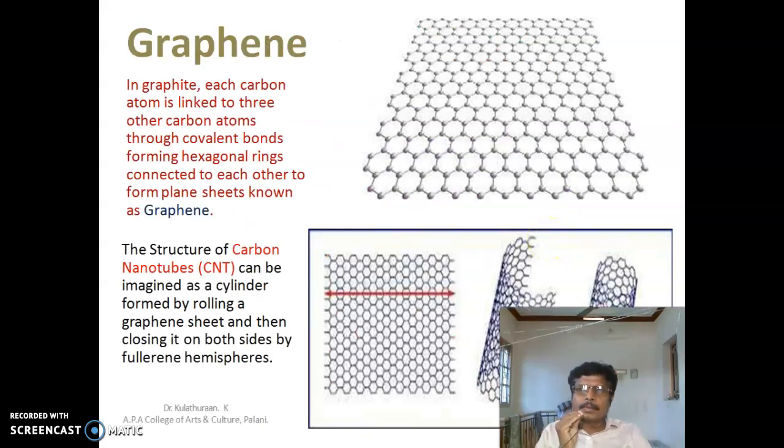Graphite. In graphite, each carbon atom is linked to three other carbon atoms through covalent bonds, forming hexagonal rings connected to each other to form plain sheets known as graphene. So the structure of carbon nanotubes can be imagined as a cylinder formed by rolling a graphene sheet and then closing it on both sides by fullerene chemistries.